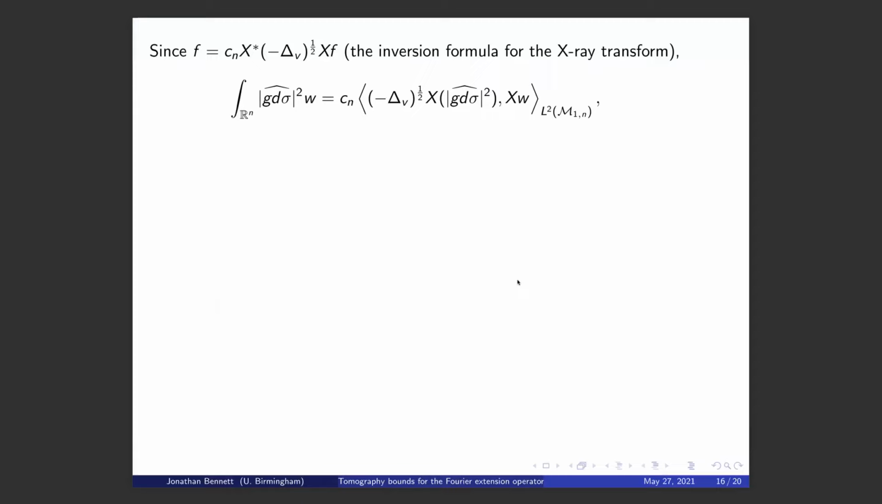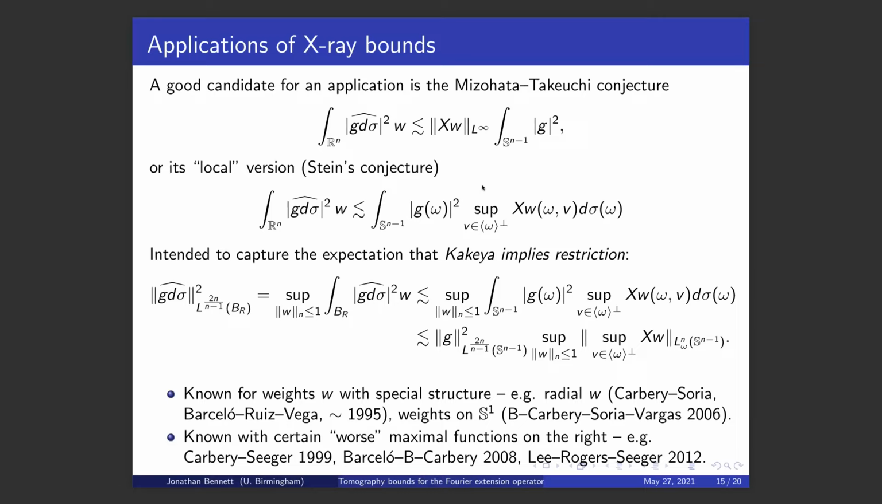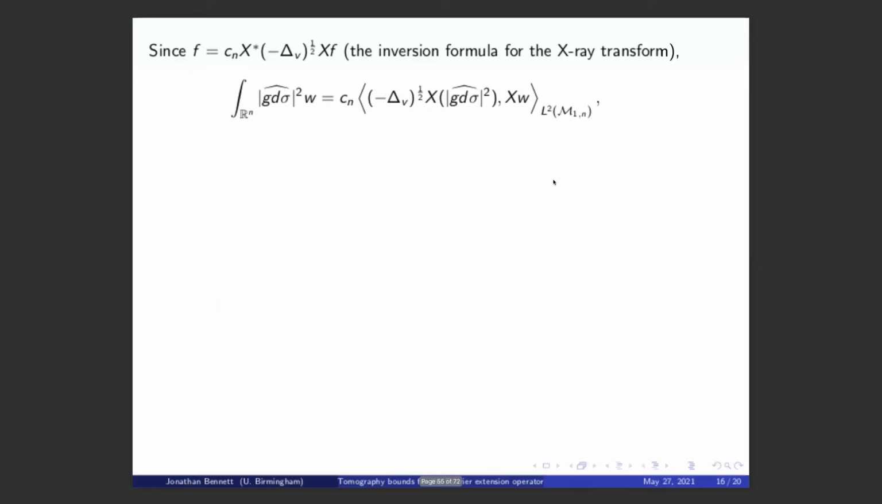Okay, so how might I approach these two conjectures using these tomography bounds that I've been talking about? How might I bring in the X-ray transform onto the left-hand side? Well, the idea is to use the inversion formula for the X-ray transform. And here I've written the inversion formula. So the X-ray transform has a left inverse. It's one derivative with respect to the translation parameter or the position parameter of the line.